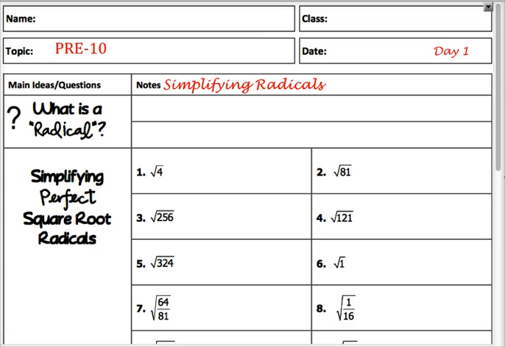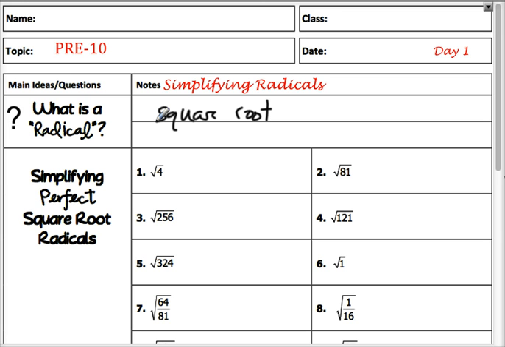Before we dive into the bulk of the material, the real meat of the material, we're going to focus on some little pre-activities first. This entire unit is going to be based on radicals. And when you hear radical, what I want you to think is square root. A radical is a square root.